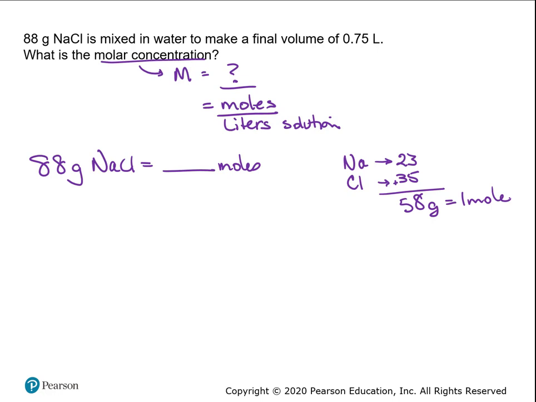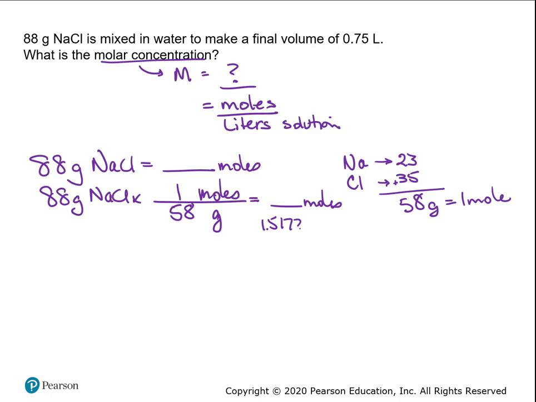Okay, so if I want to convert this, 88 grams NaCl times, in a line, what unit goes on the bottom? Grams, right? Moles goes on the top. So the first thing I'm doing is figuring out how many moles that is. Grams gets the 58. Moles gets the 1. Moles always gets the 1 when you're doing a conversion. So then 88 divided by 58 is 1.517241379 moles.